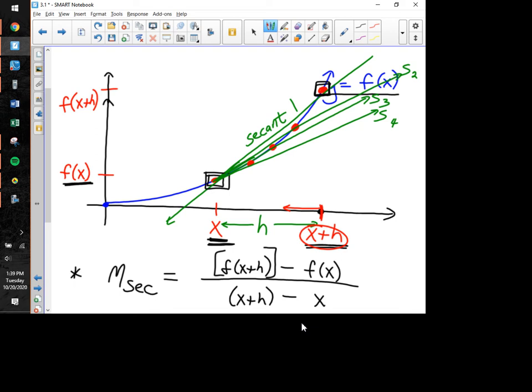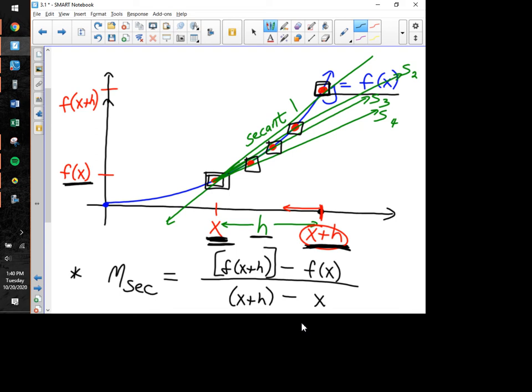In each one of these 4 iterations, as we move this red dot further and further to the left, the way we're doing that is that this value of h right here is shrinking. H represented the horizontal distance between this x value and this x value right over here.